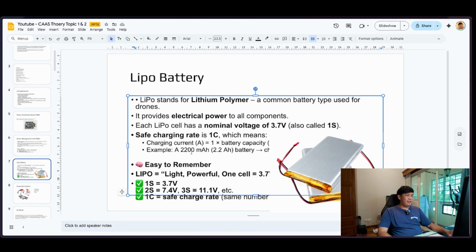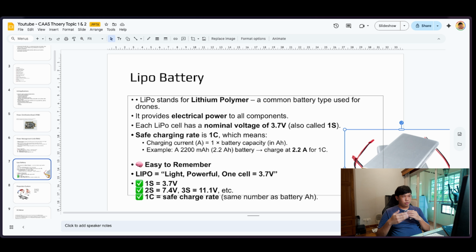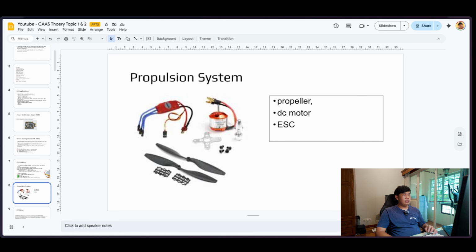Safe charging rate is 1C. You must remember this as it's tested also. It means charging current equals 1 times the battery capacity. For example, if you have a 2,200 milliampere battery, that equals 2.2 amperes for 1C. The easiest way to remember is LiPo equals light, powerful, and 1 cell equals 3.7 volts. You can pause here and read through. This one is most important.